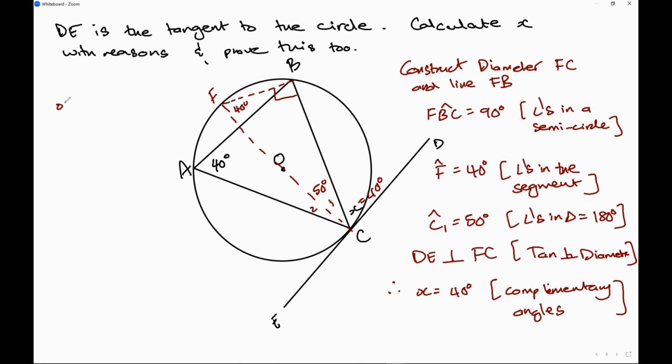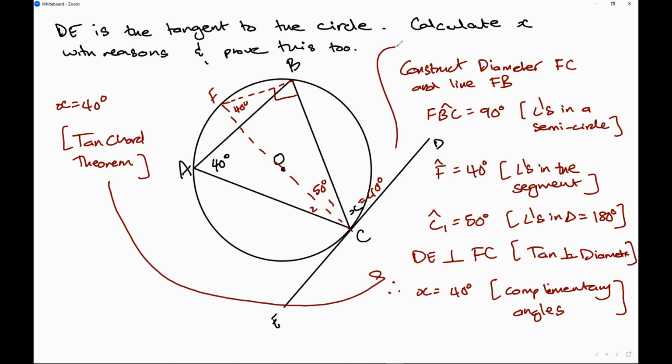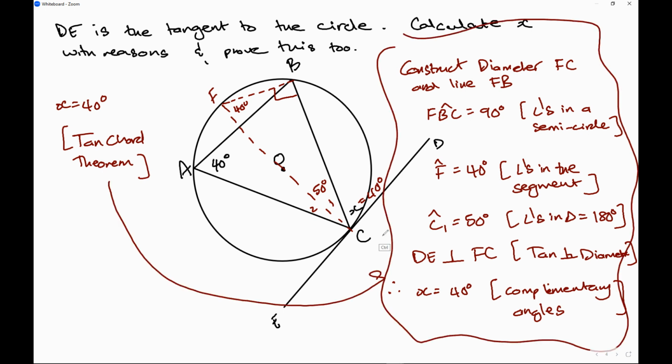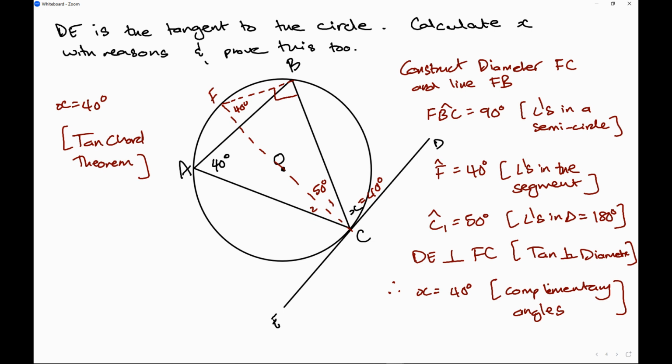If I had to just write the statement, it would be x equals 40 degrees, and the reason would be tan chord theorem, implying that all of that there is the tan chord theorem. Okay.